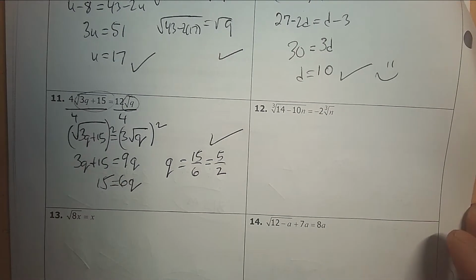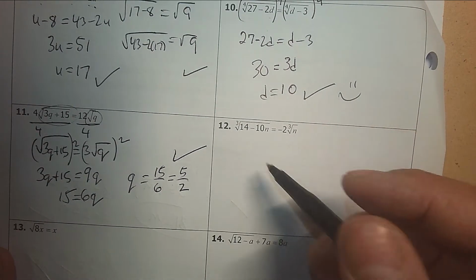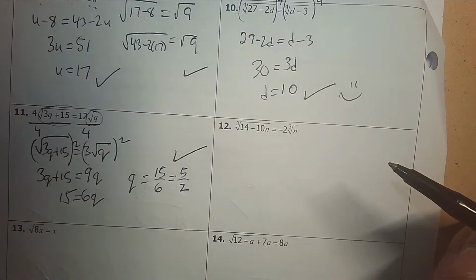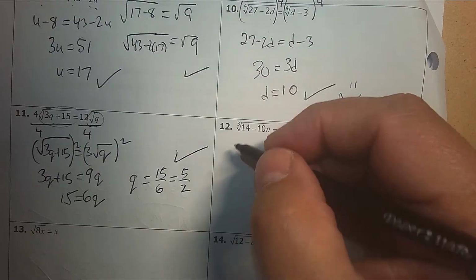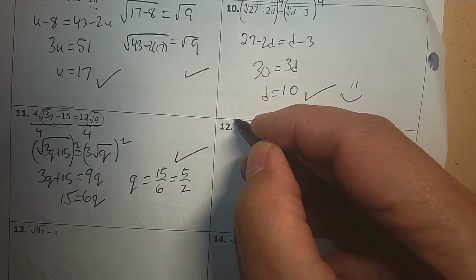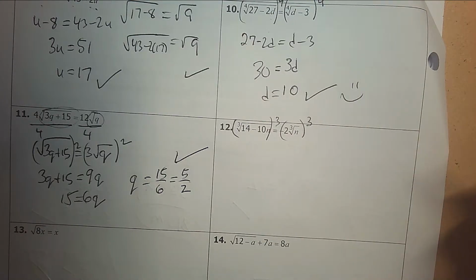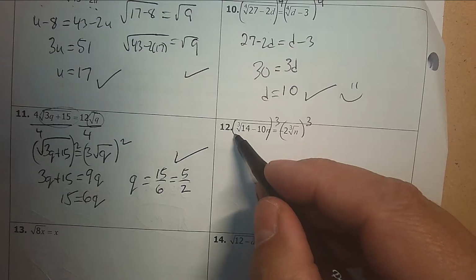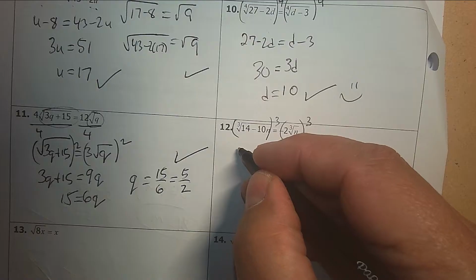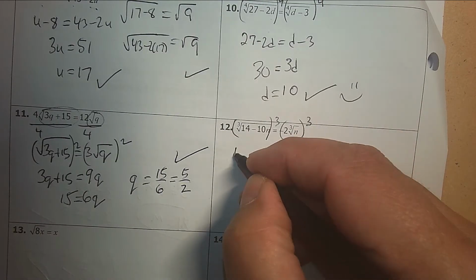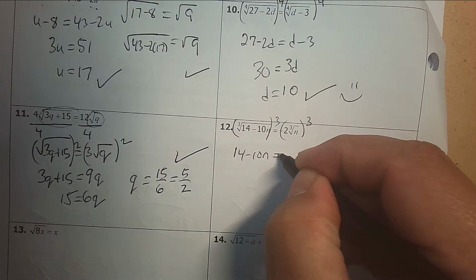Number 12. Eduardo, what should I do first in number 12? So, not multiply, but raise both sides to the power of 3, right? To undo the radical part. So, cube root is undone by the cube. Yes? So, what are we left with on the left side, Eduardo? Left side. 14 minus 10. And on the right side? -8.